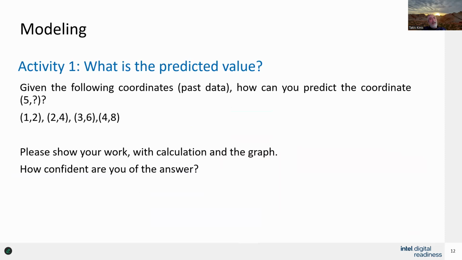Okay, so here's where modeling is kind of interesting. And okay, why modeling is important. We can look at, for example, a series of numbers, and the point of this, by the way, is to show that data drives models. So here, let's try this activity. It says, given the following coordinates, so they're looking at these data points right here, how can you predict the coordinate for the next set of numbers?